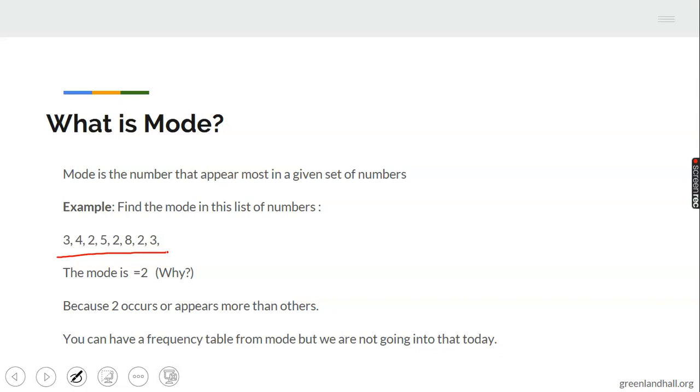We have 3 here, and we have 4. Do we have another 3? Okay, we have another 3 here. Do we have another 4? No. We have 2 here. Do we have another 2? Yes, we have another 2 here, and another 2 here. So making how many 2s?